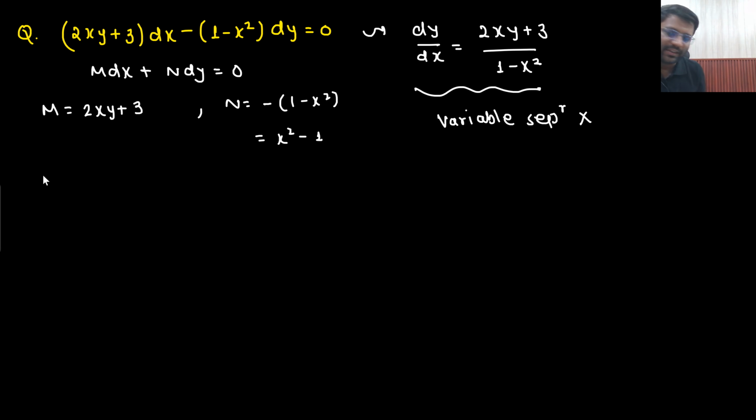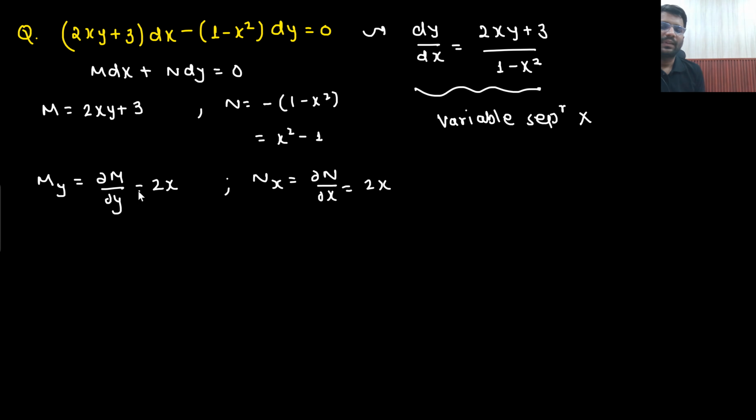Now you partially differentiate M with respect to y, because M is connected with dx. Whatever is connected with dx will be partially differentiated with respect to y. So partial differentiation of M with respect to y, that answer will be 2x. Now partial differentiation of N with respect to x, what is the answer? 2x only. So del M by del y is equal to del N by del x. That shows it is nothing but an exact equation.